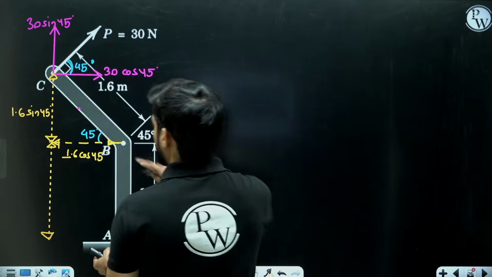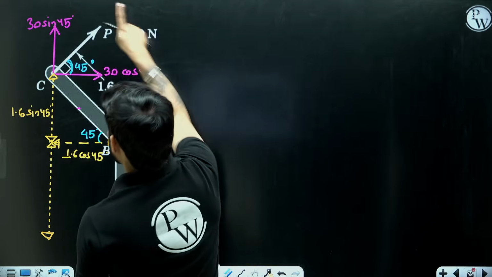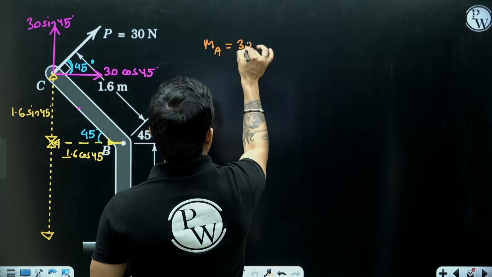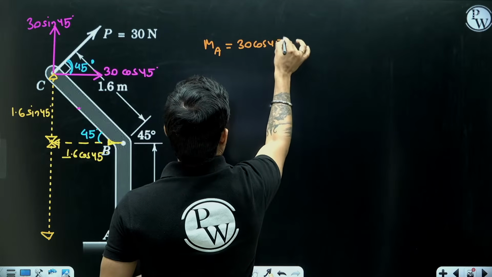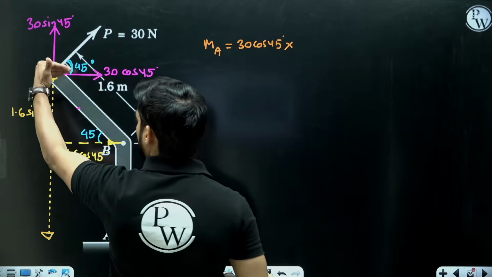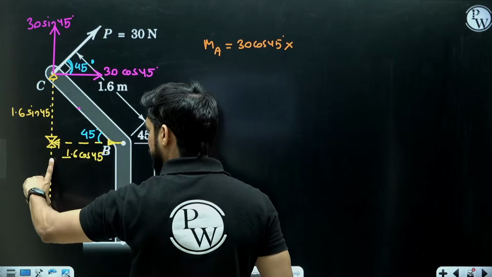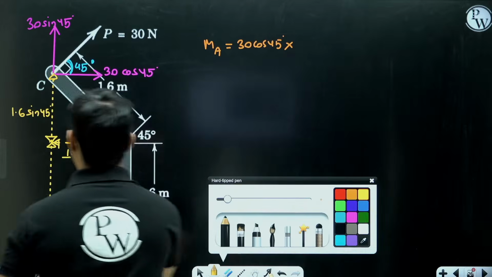And this moment will be clockwise. Moment of 30 sin 45 is also clockwise. So 30 cos 45 multiplied by, what is this total distance beta? 1.6 sin 45 plus 1.6.